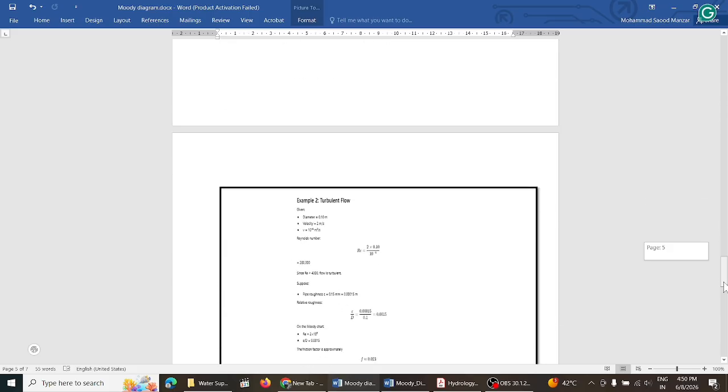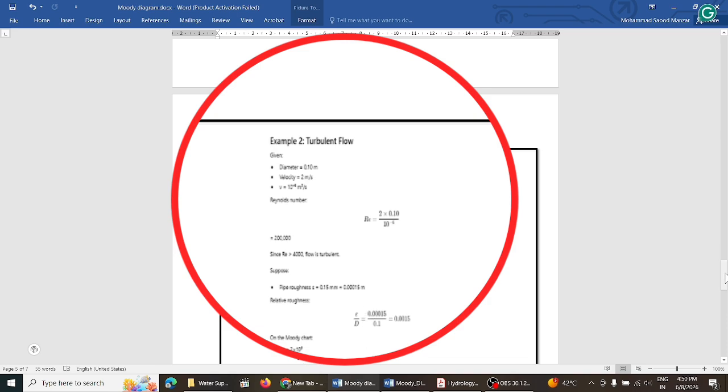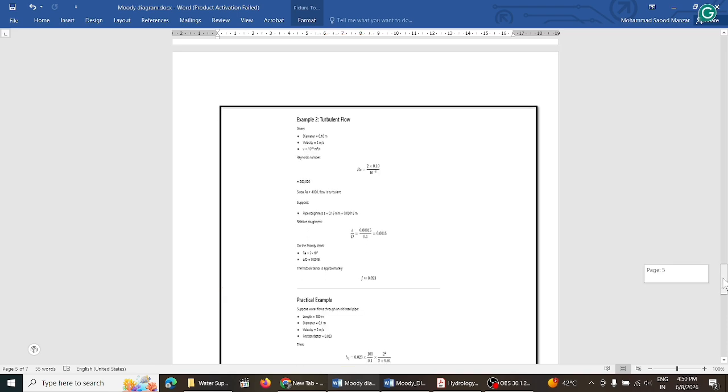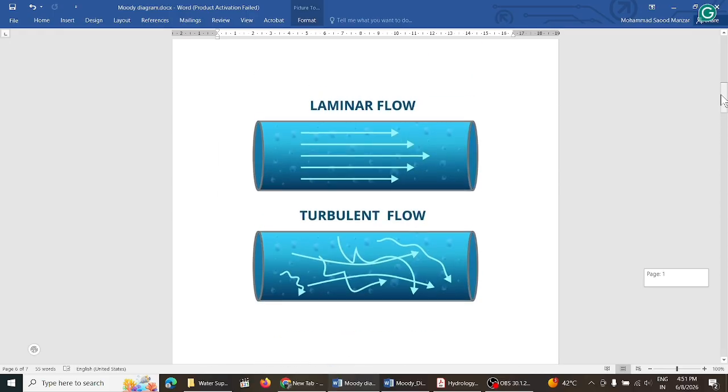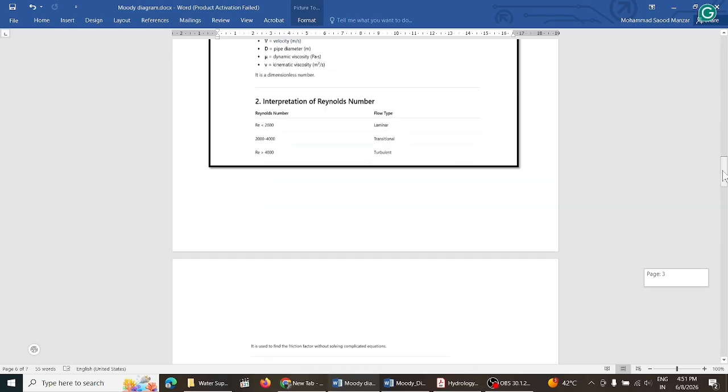Now in another example, we have the diameter, the velocity, and the kinematic viscosity. Here again this is the case of turbulent flow. The pipe roughness is given, so depending on the epsilon upon d ratio, we will use the Moody chart. For laminar flow we don't use the Moody chart, but for turbulent flow we use the Moody chart. So we will use this chart here, the above chart, to find the friction factor.